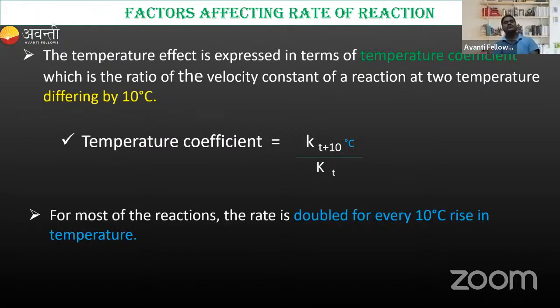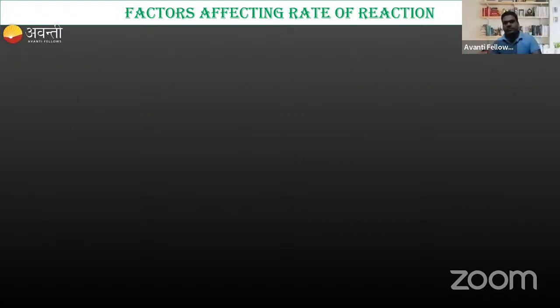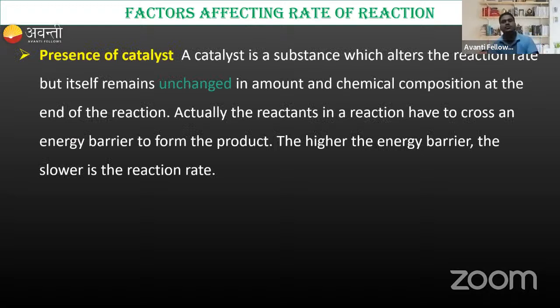Okay. For most reactions, the rate doubles for every 10 degree rise in temperature. So for the maximum reactions, the rate of reaction becomes double for every 10-degree rise in temperature. Okay, right. Now, this one also plays a very important role.